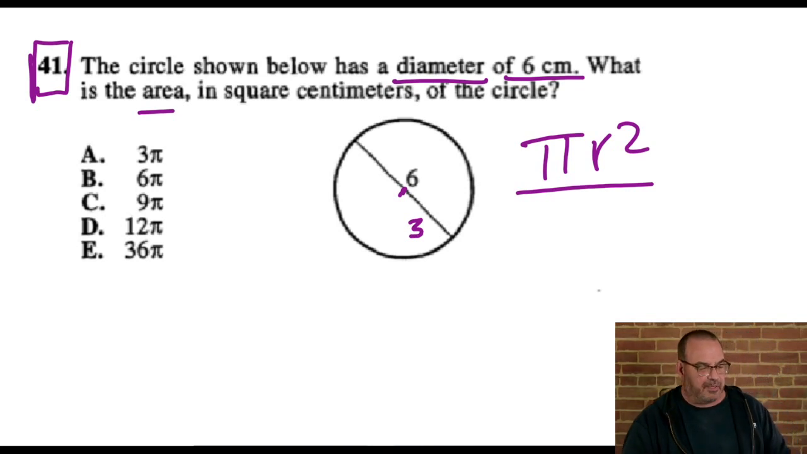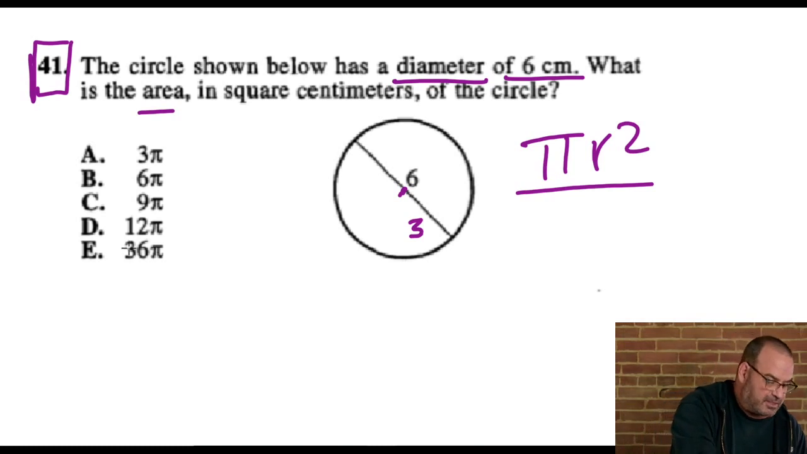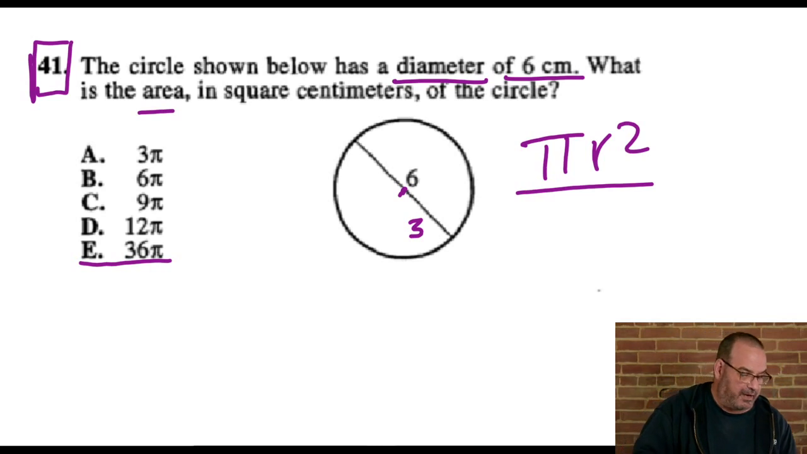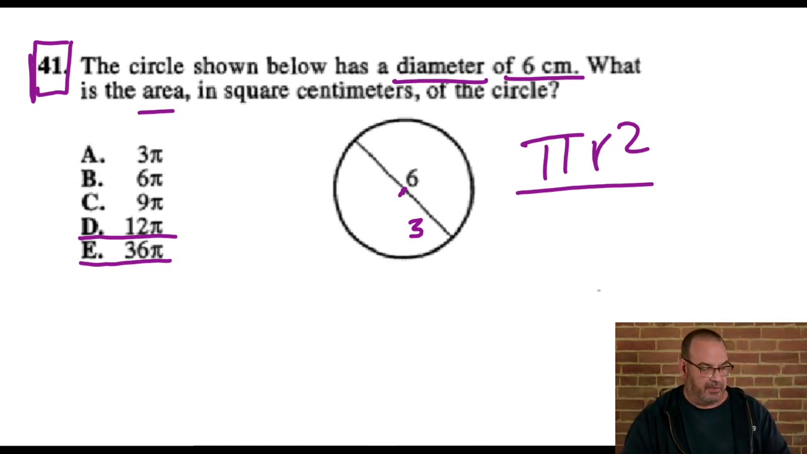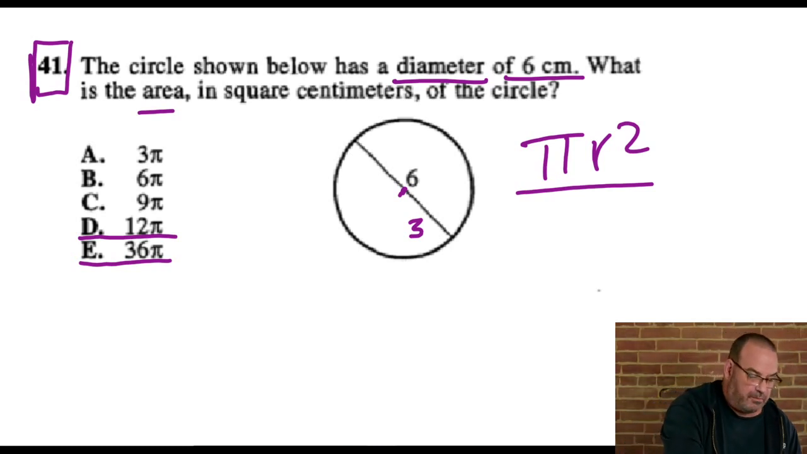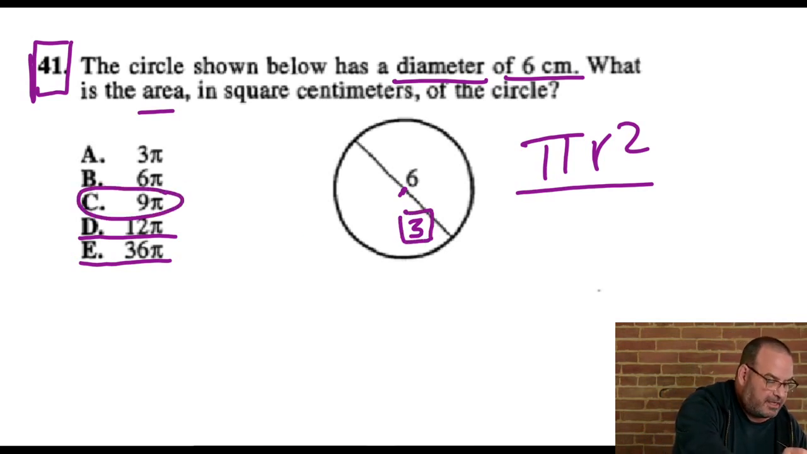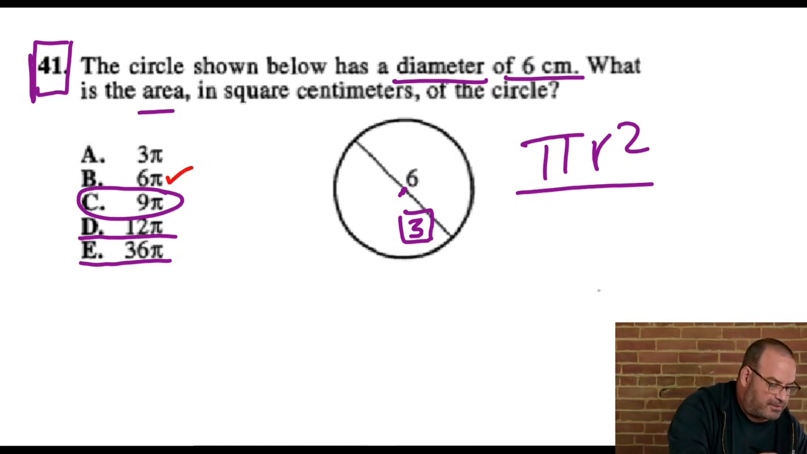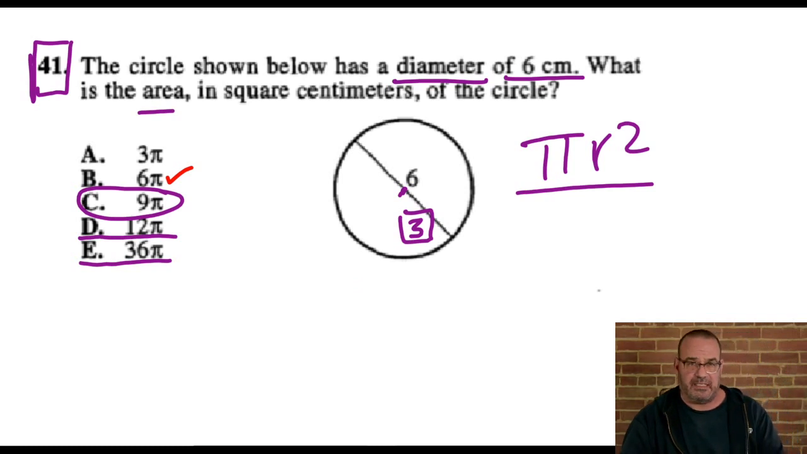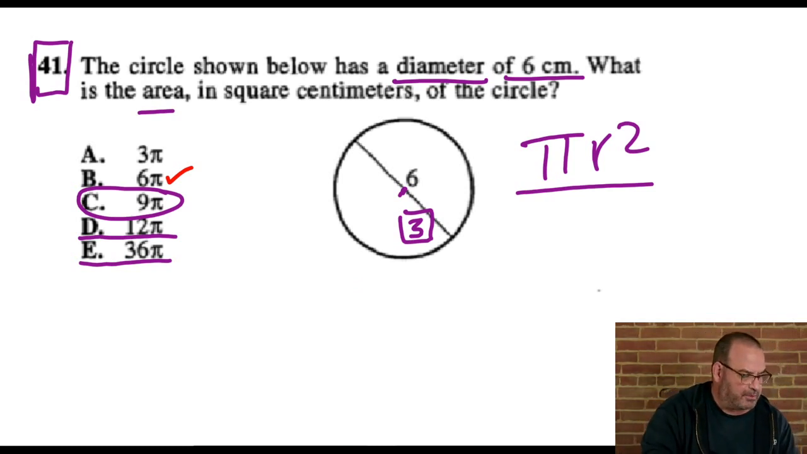Let's see how many possible wrong answers we can have. Is there a 36 pi, which is the diameter squared? Yep. Is there a 12 pi, which is 2 pi d, really a screwed up equation? Yes. Is there a 9 pi, which is pi r squared? That is r. 3 squared is 9. That's our correct answer. And what do we have here is pi d, which is our circumference, or 2 pi r. 3 times 2 is 6. And then 3 pi, which is pi r.